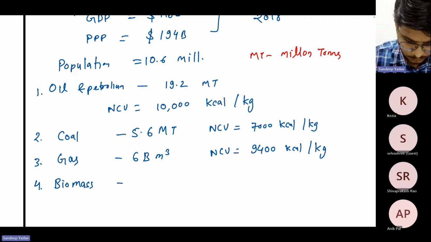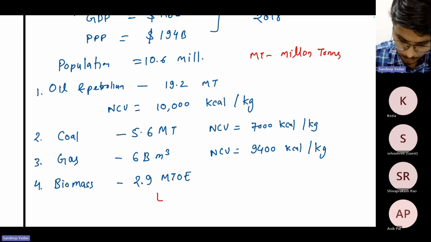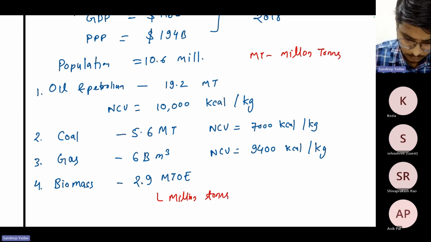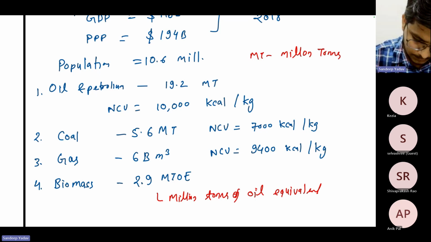Biomass is given 2.9 MTOE. MTOE means million tons of oil equivalent. That is, biomass is converted to a unit that is more related, million tons of oil equivalent. So these are just unit conversions you need to take care of.